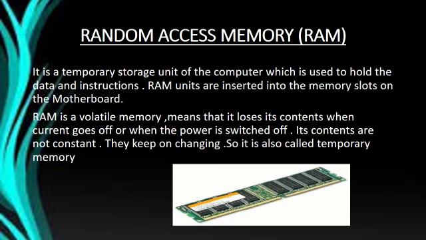We know that the main storage device of computer is hard disk. Operating system and other programs are stored in hard disk. When we switch on the computer, operating system will be loaded from hard disk to RAM. Similarly, when we execute programs, those programs also will be taken to RAM. In this way, RAM keeps on changing contents, so it is also called temporary memory.